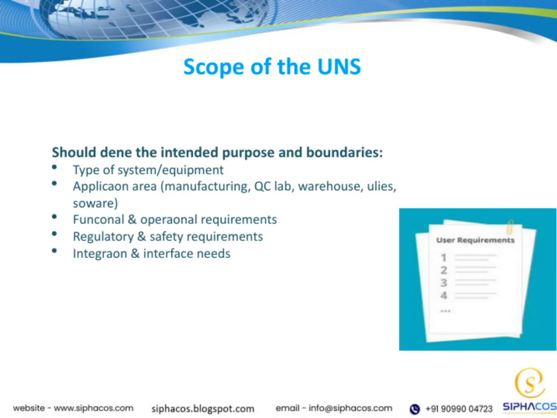Let's start by talking about the importance of defining the intended purpose and boundaries of our system. This step helps us clarify what exactly we're working with and sets clear expectations from the beginning. First, we need to specify the type of system or equipment we're dealing with, whether it's a manufacturing line, a quality control lab setup, a warehouse automation system, utilities, or even software solutions. Understanding the specific type helps tailor our approach.